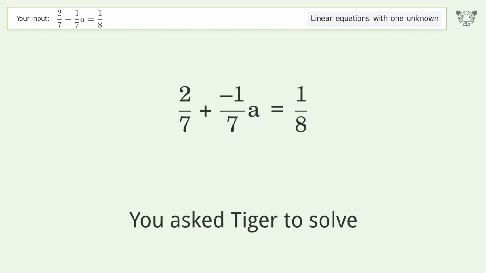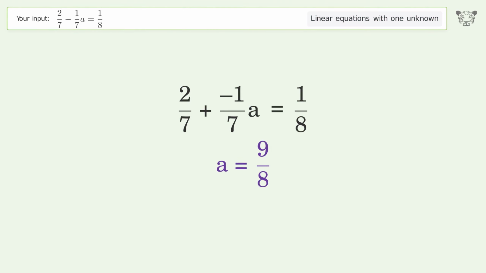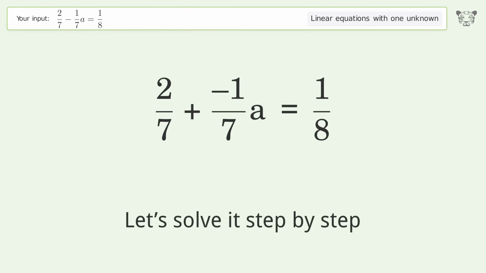You ask Tiger to solve. This deals with linear equations with one unknown. The final result is a equals 9/8. Let's solve it step by step.